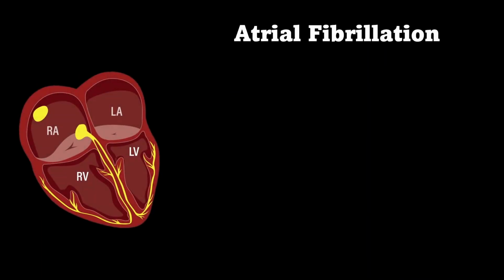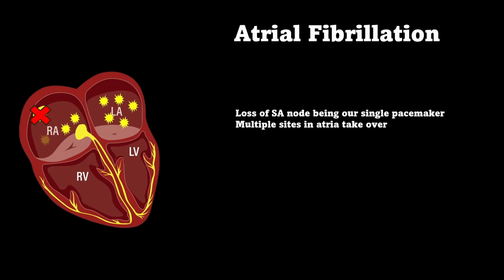Now let's talk about what happens in atrial fibrillation. In AFib, the SA node no longer drives the heart's rhythm. Instead, we have multiple ectopic foci within the atria that start firing off erratically. This causes the atria to quiver instead of contracting properly. What does this cause? A loss of effective atrial contraction and an irregular heart rhythm.